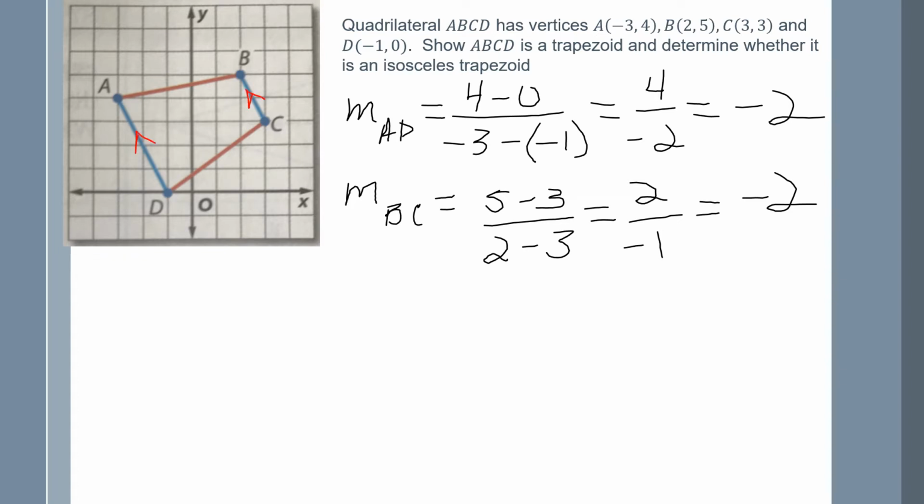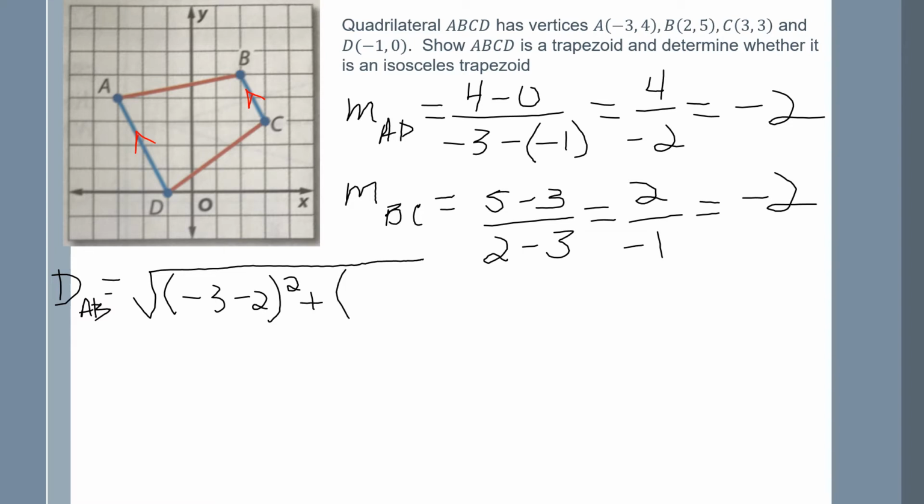Now the second part is to decide whether it is an isosceles trapezoid. The way we have to do that is figure out the length of AB and CD, and we use the distance formula. So the distance of AB is equal to the square root of the x values subtracted, squared, plus the y values subtracted, squared. So negative 3 minus 2, squared, plus 4 minus 5, squared.